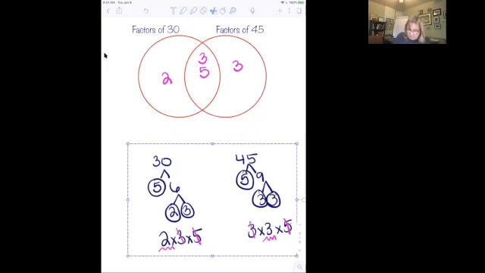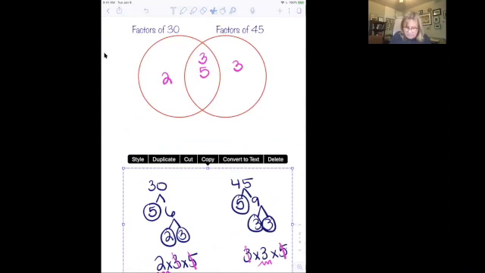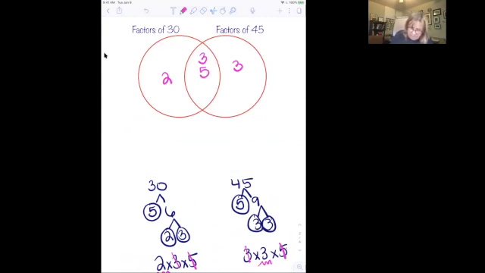I'll shift these down so we have a little room. So the greatest common factor, the common factors are in the middle, so 3 and 5. So the greatest common factor is 3 times 5, or 15.